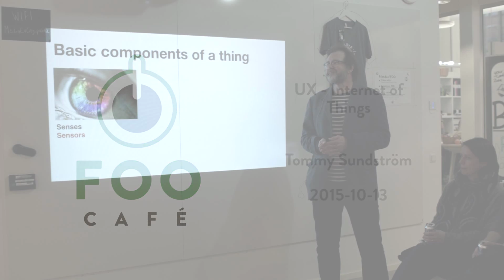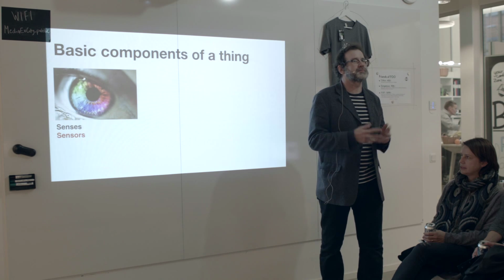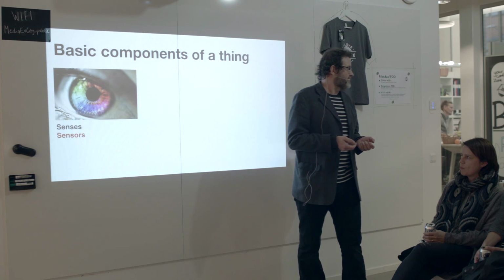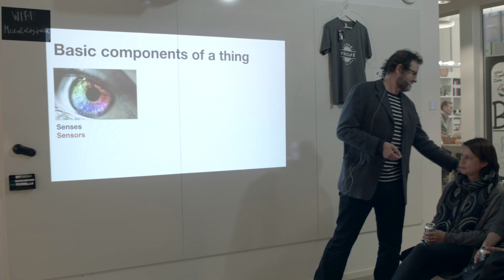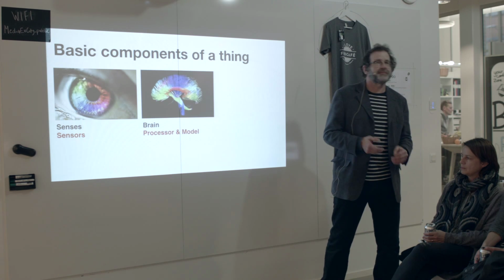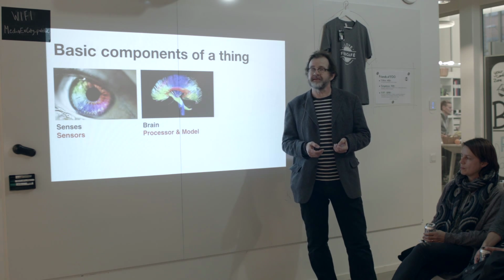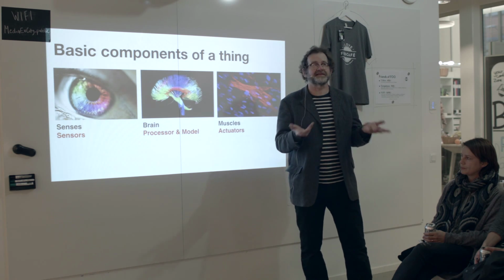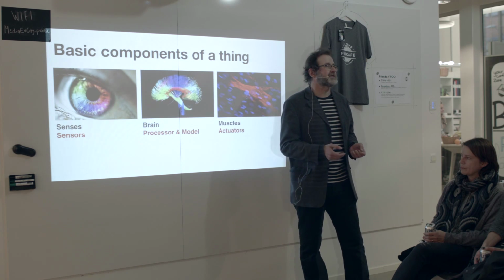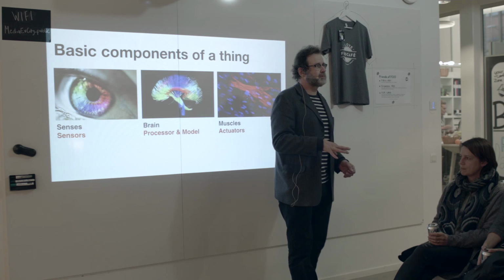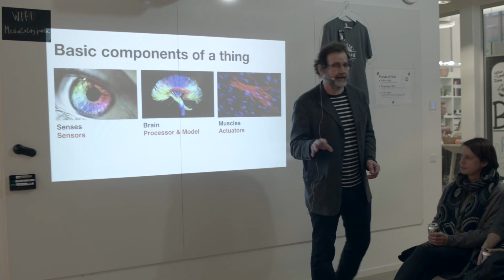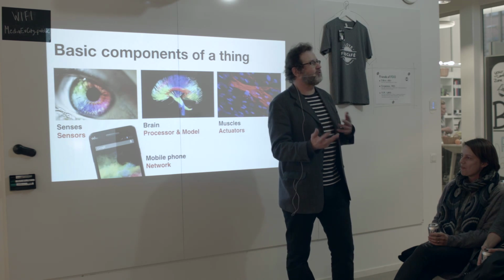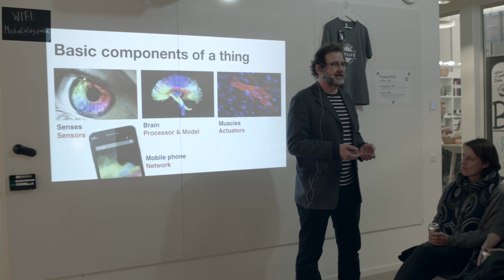There are 4 basic components of a human being. There are 4 basic components of a thing. It's the senses, it's the brain or the processor and model for the thing, and it's the muscle, the actuators, the things that actually change physical reality. And we have the most important component of a human being and of a thing, the internet connection. So with these 4, you will find these 4 more or less in everything.